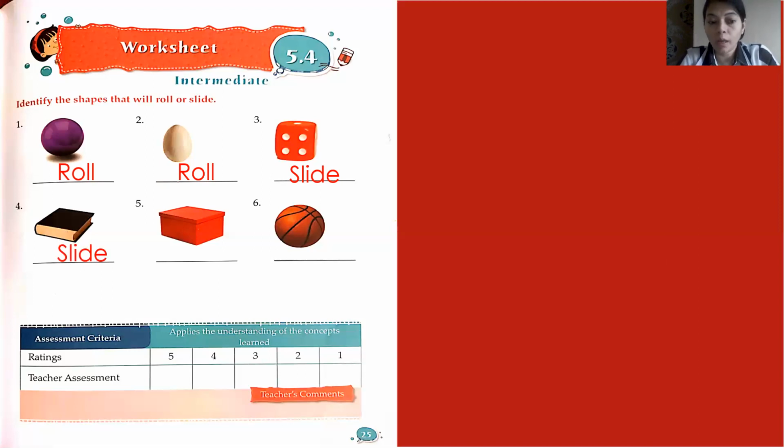Coming to the fifth one, and that is a box. And it also has a flat surface. So again the answer will be, yes, slide. S-L-I-D-E. And the sixth one is ball. Now come on children, tell me what will be the answer? It has a flat surface or it has a curved surface? It has a curved surface. So what will be the answer? Yes, answer will be roll. R-O-L-L, roll.